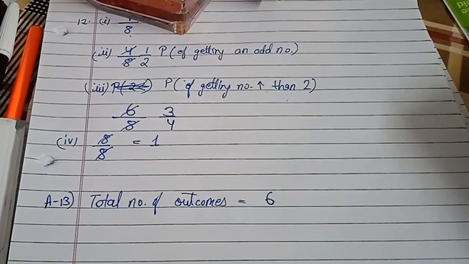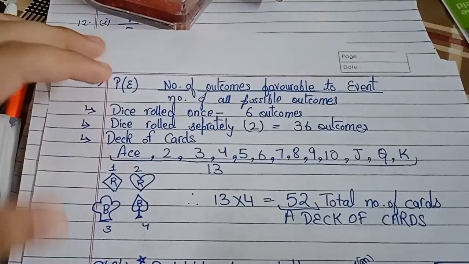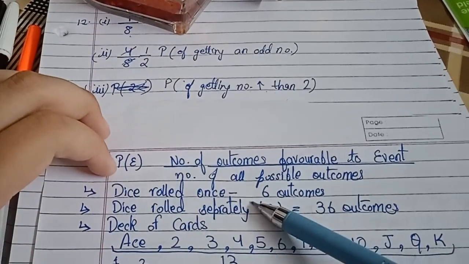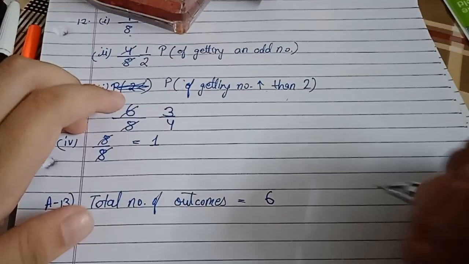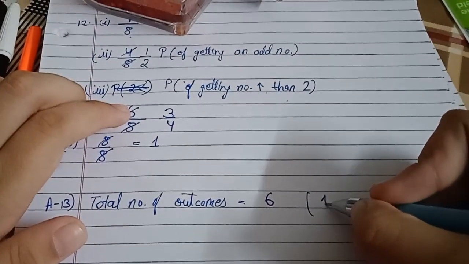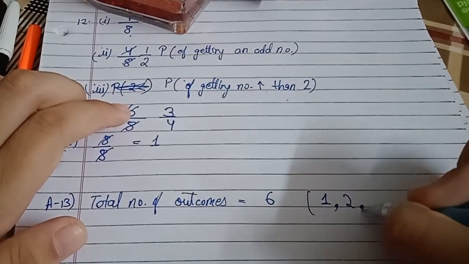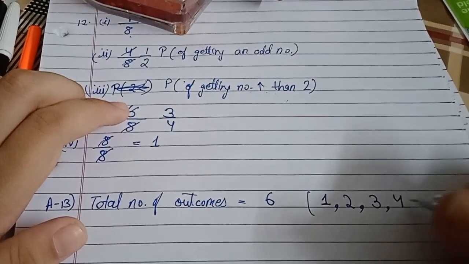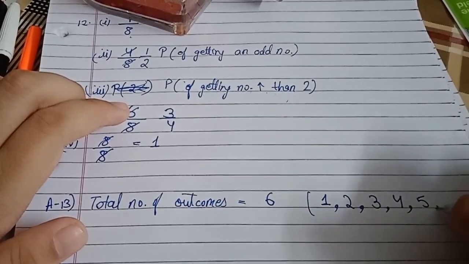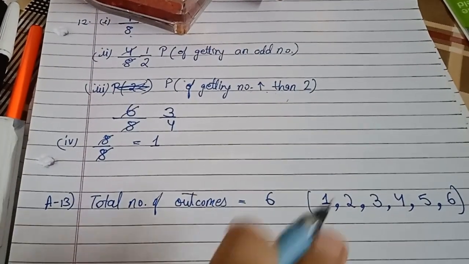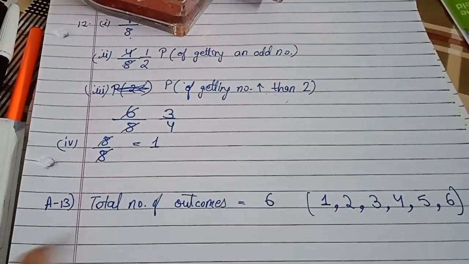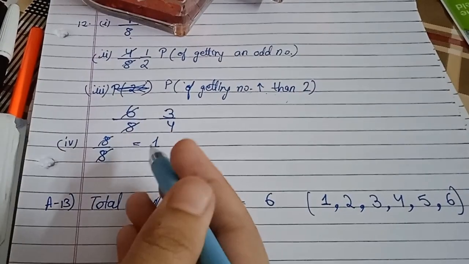6, right? If I get it back here, dice rolled once, we have 6 outcomes. And what are the 6 outcomes? If I write it here, it can be 1, it can be 2, it can be 3, it can be 4, it can be 5 or 6. These are the 6 outcomes. If you write down the outcomes as well, it will be easier for you, right?